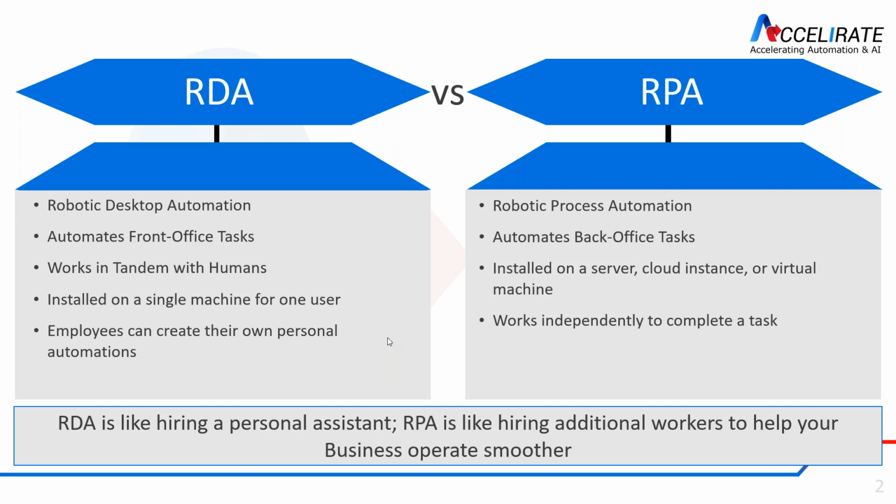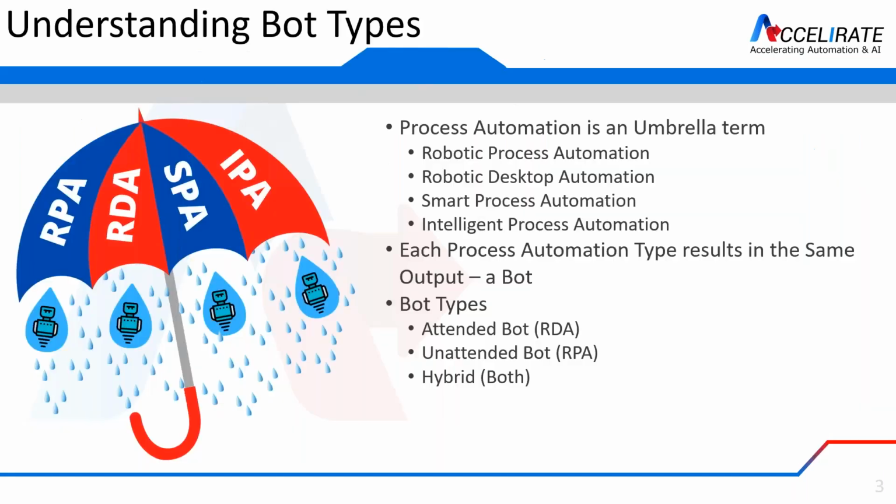A little analogy I like to use is that RDA is like hiring a personal assistant to help you with some simple common tasks, whereas RPA is like hiring additional workers which help your business operate more smoothly. So instead of focusing on the acronyms RDA and RPA, I felt it was more important for us to focus on bot types. And that's really what's going to feed all of this.